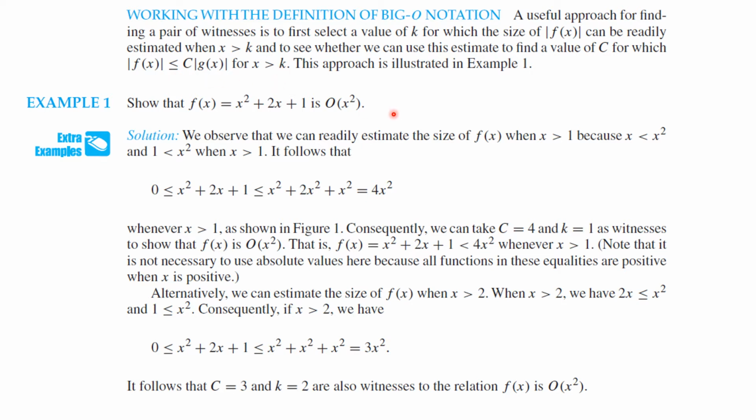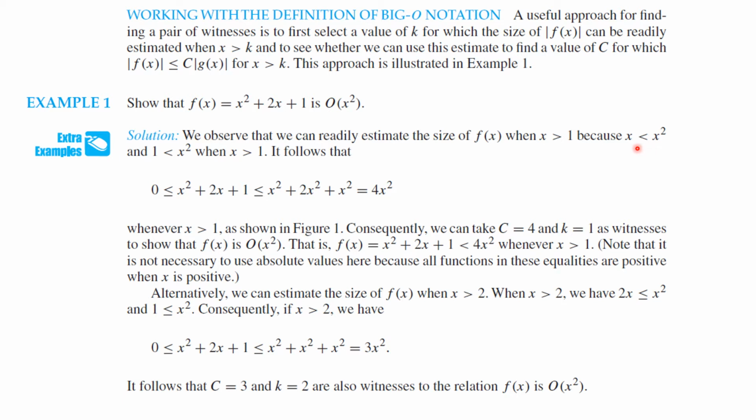So let's look at a problem. Here's our first example, and you're being asked to show that f of x equals x squared plus 2x plus 1 is big O of x squared. Well, we're going to take x bigger than 1. And the reason we take x bigger than 1 is because if x is bigger than 1, then x squared is bigger than x. Now, if x is less than 1, like 1/2, if you square 1/2, you get 1/4, so it doesn't go the right way. But if we take x bigger than 1, this is true. So x is less than x squared.